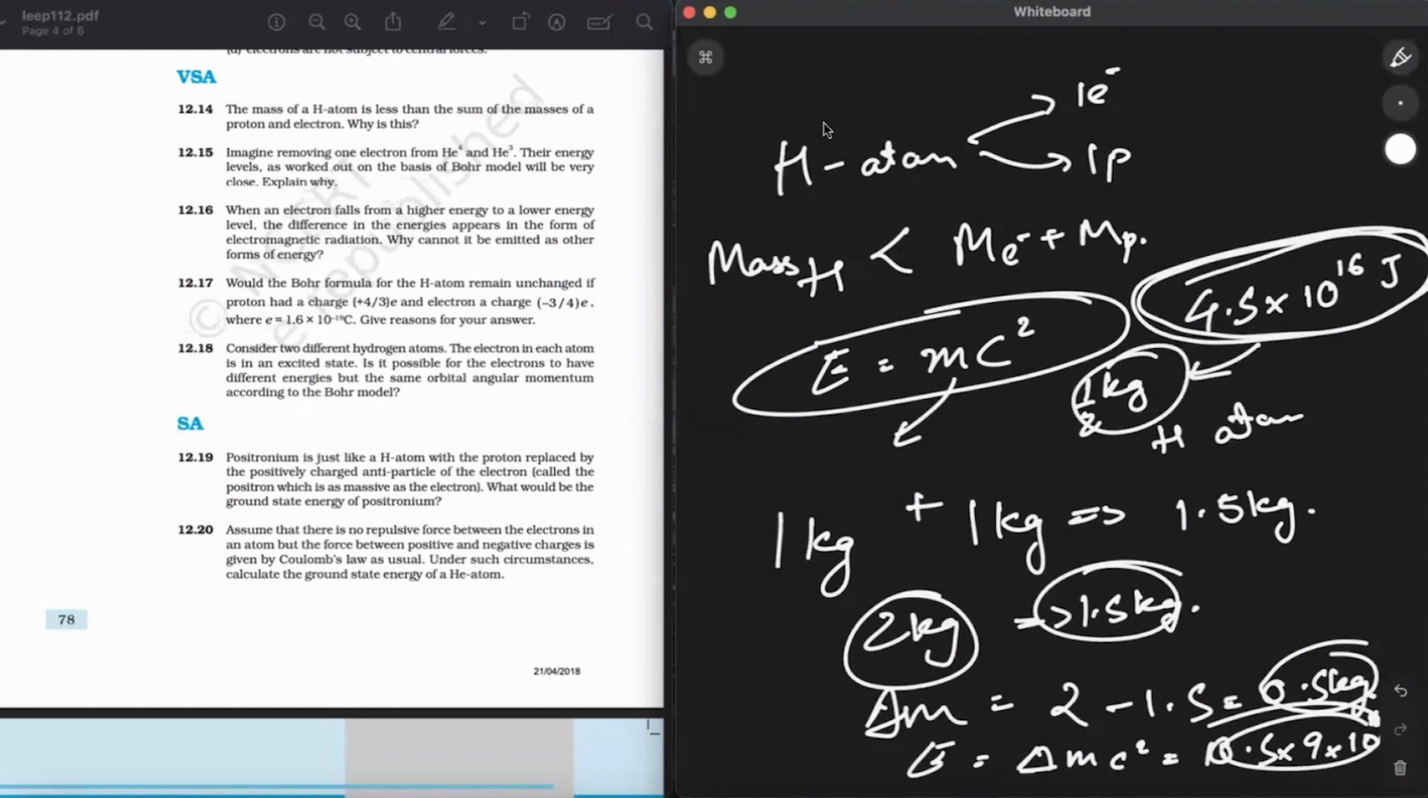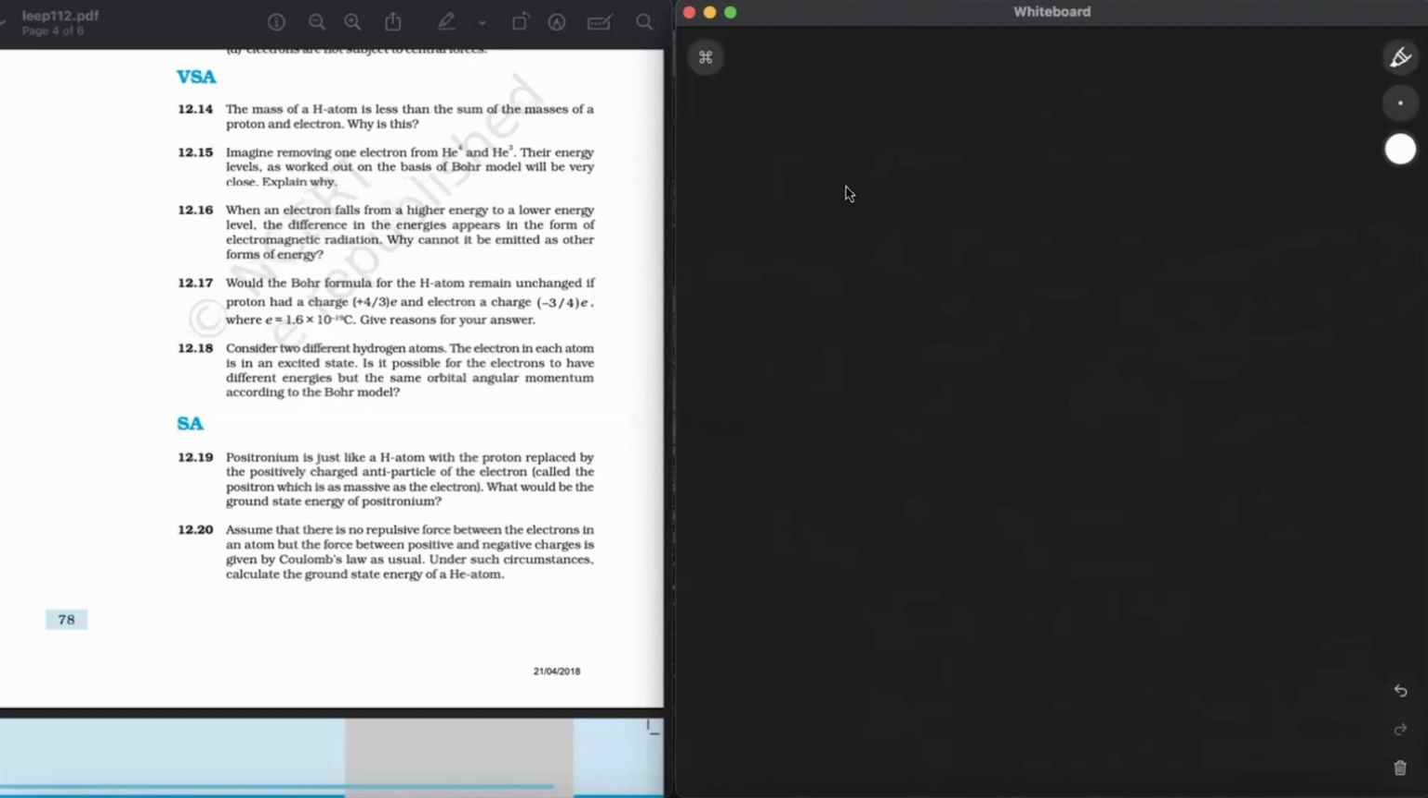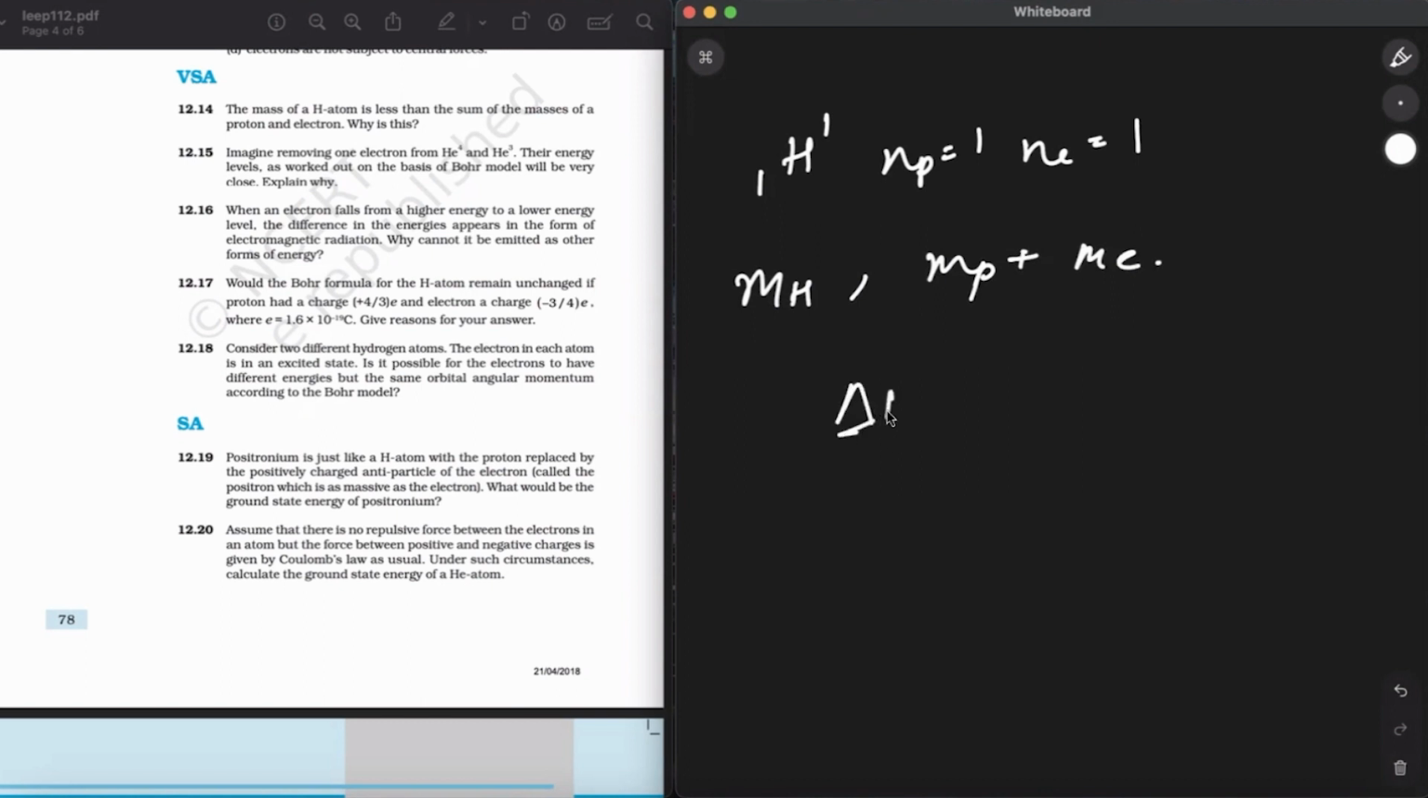So the solution will be: the hydrogen atom can be denoted by this. There is one electron and one proton. So the number of protons is equal to 1, the number of electrons is also equal to 1. But the mass of the H atom, M hydrogen, is not equal to the sum of Np plus Ne. Now I can write delta M. Delta M will be Np plus Ne minus M hydrogen. Now the binding energy that it will generate will be equal to delta M times c square. So delta M I can write as E binding upon c square.